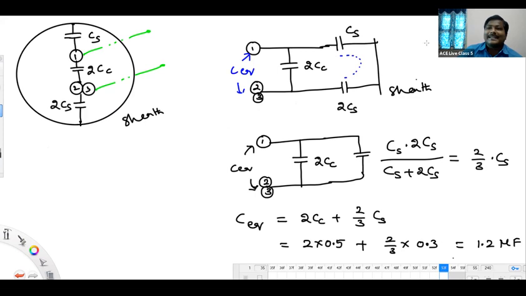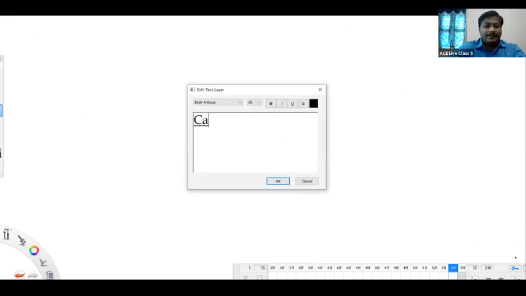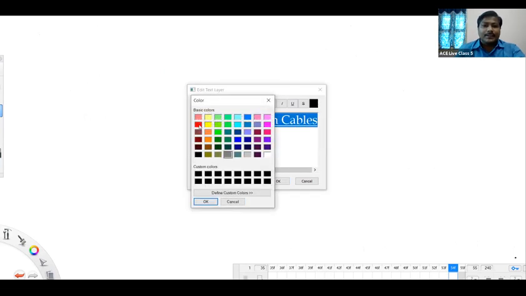I will be moving to the next topic in cables, that is losses in the cables, or you can say causes for heating in the cables. So next slide, I am showing causes for heating in the cables. Heating in the cables, or losses in the cables.